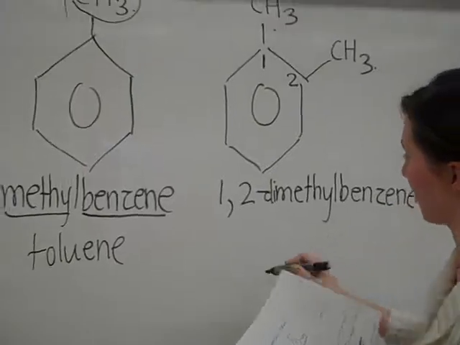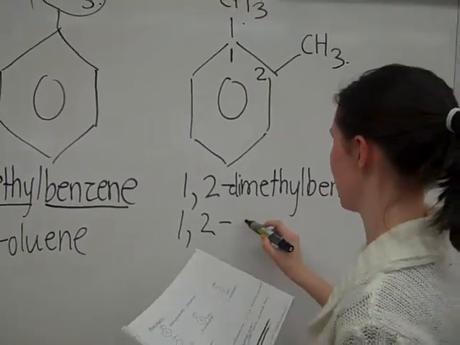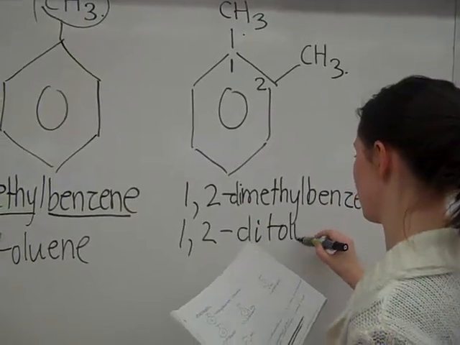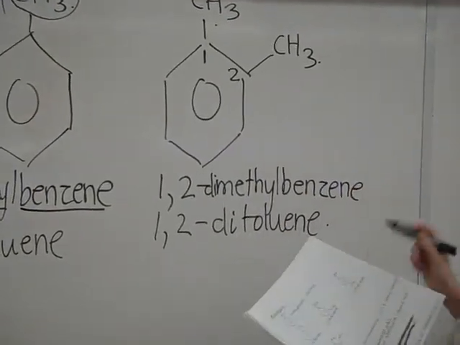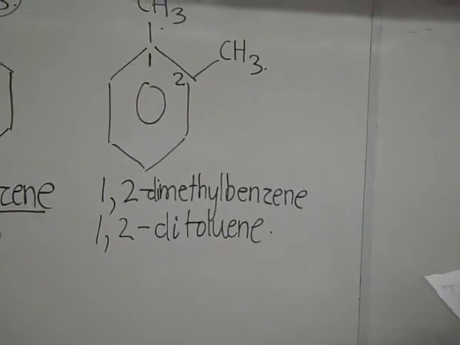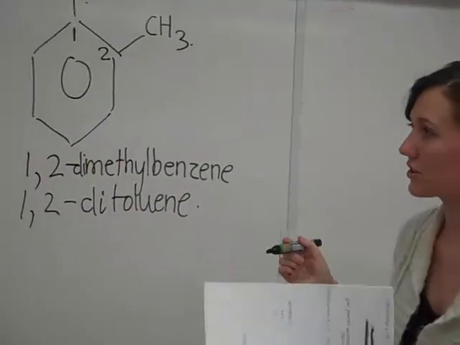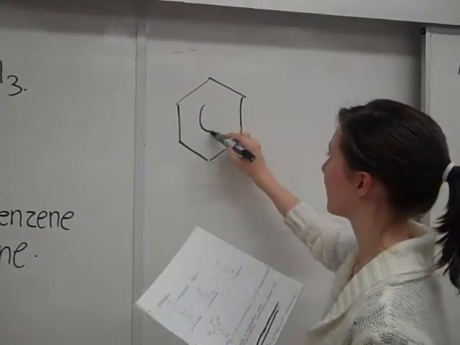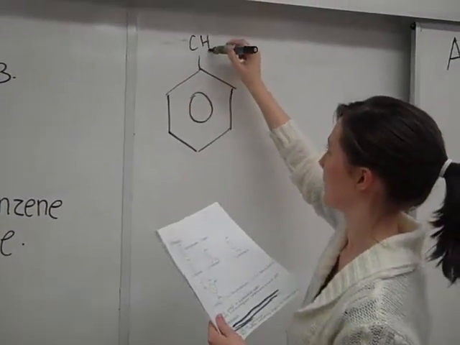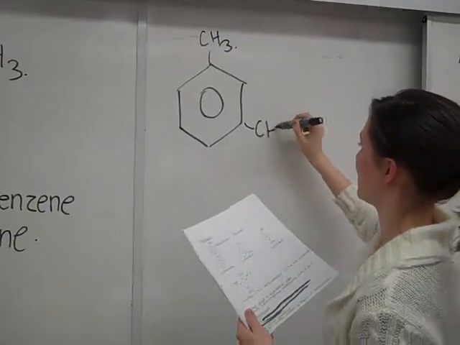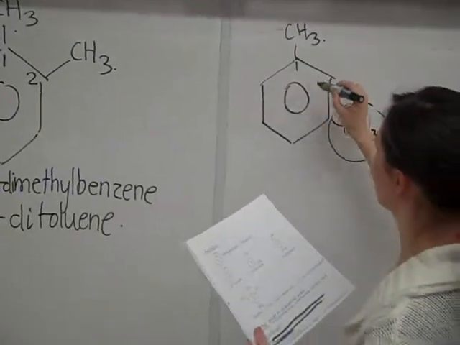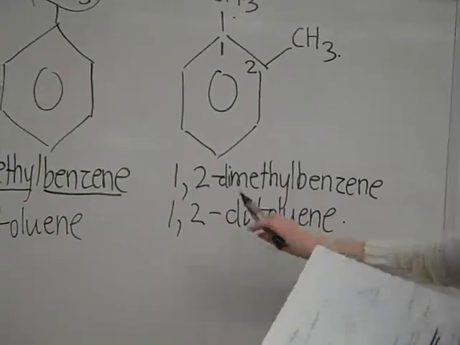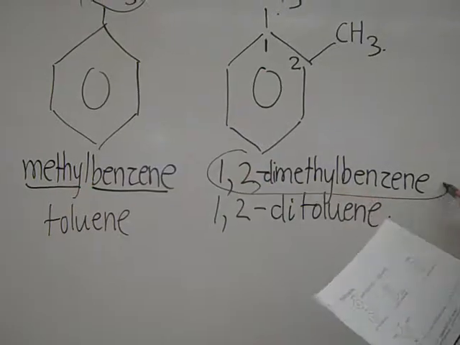So we can also call this compound 1,2 ditoluene. Just like that. Now let's look at another example, which is actually a positional isomer. Again, I will be using the two methyl groups, but just moving the position of this one right here. So we have 1,3. So instead of 1,2 dimethylbenzene, it becomes 1,3 dimethylbenzene.